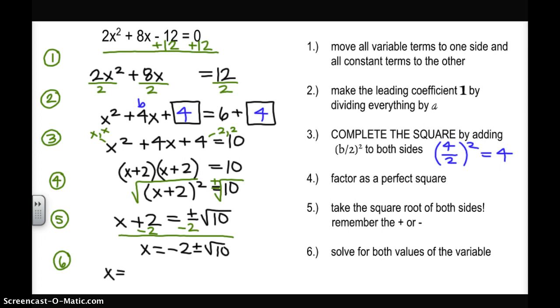One solution is negative 2 plus the square root of 10. The other solution is negative 2 minus the square root of 10. That is completing the square. It's another method for solving.